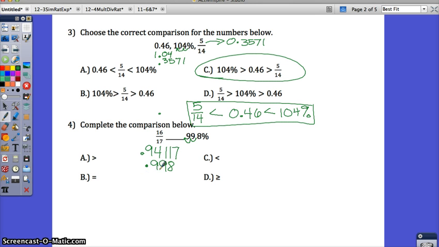Lining them up and comparing them. They tie right here at the tenths column. They both have a 9. But at the hundredths column, I can see that this percent is more than the fraction, or the fraction is less than the percent. So I need to put in C.